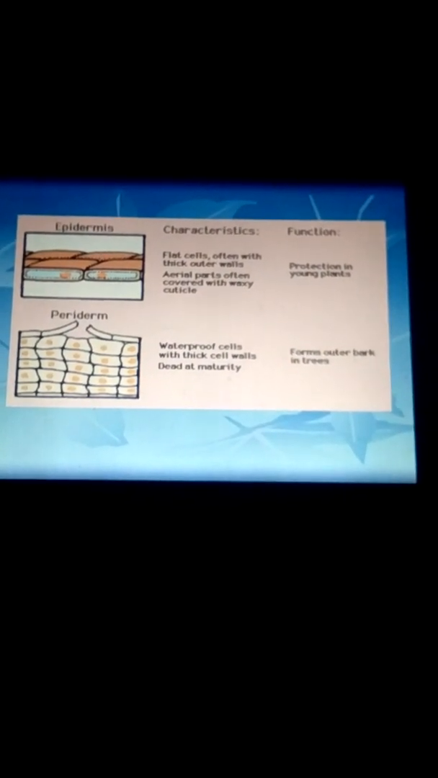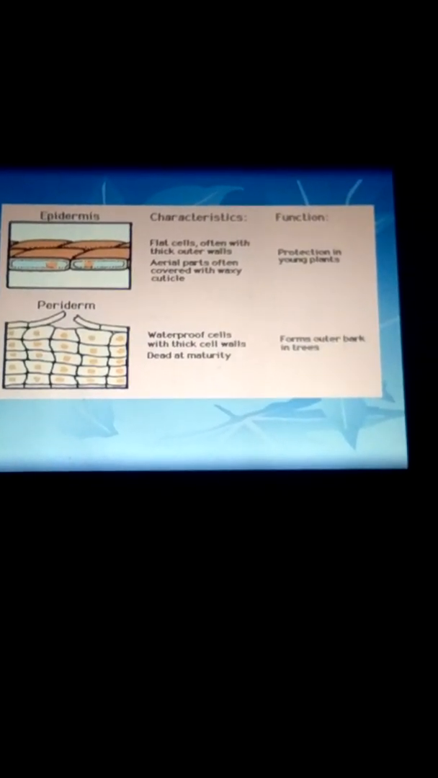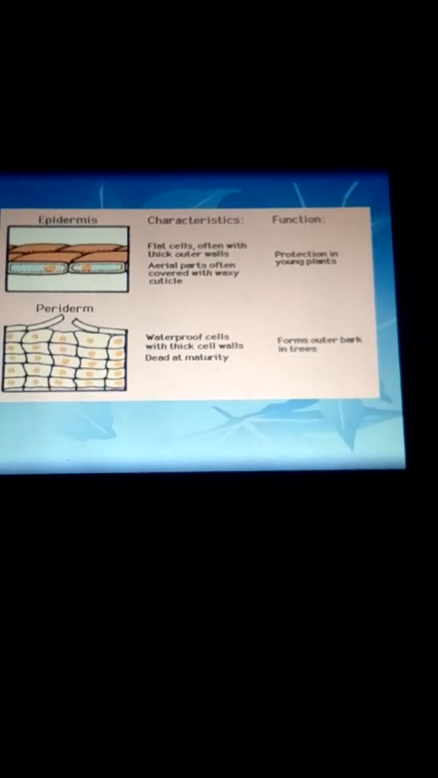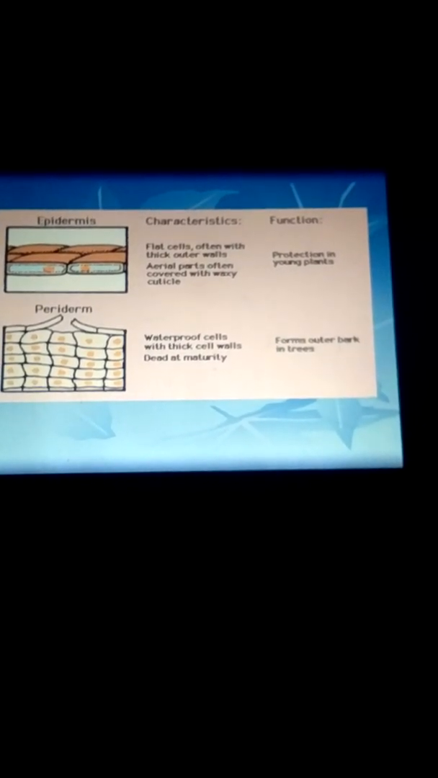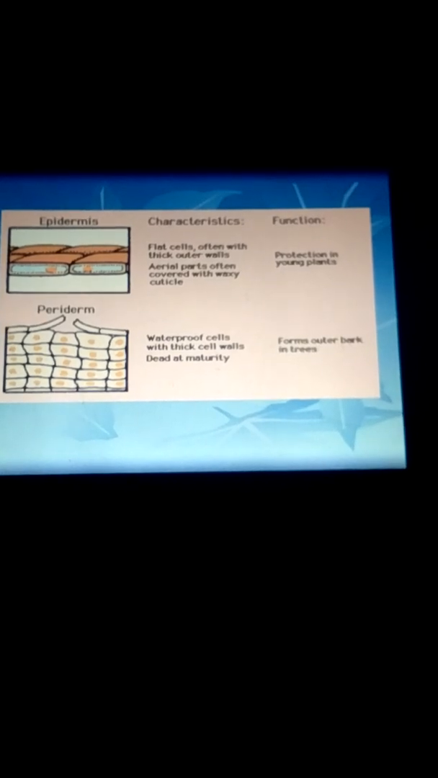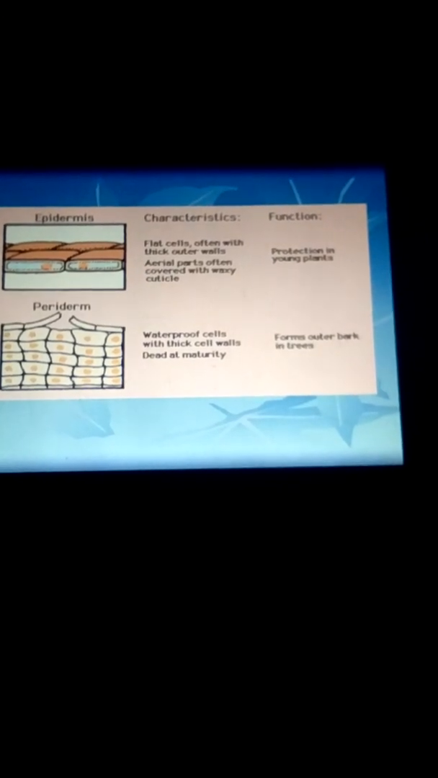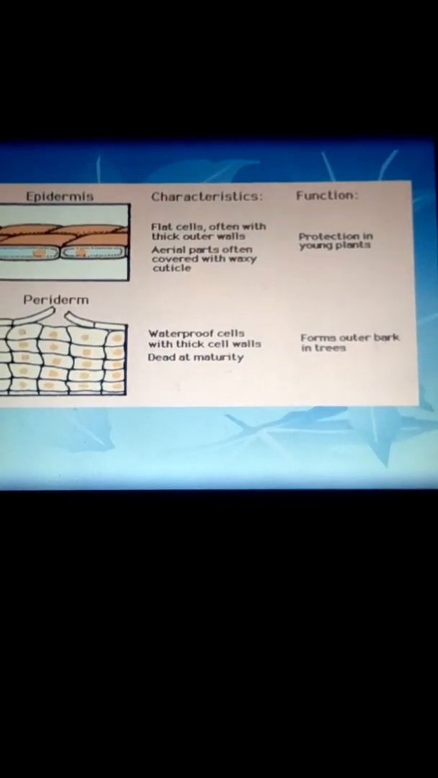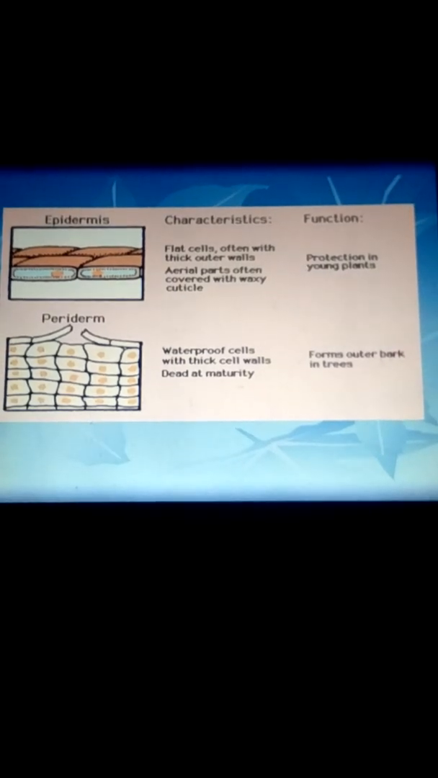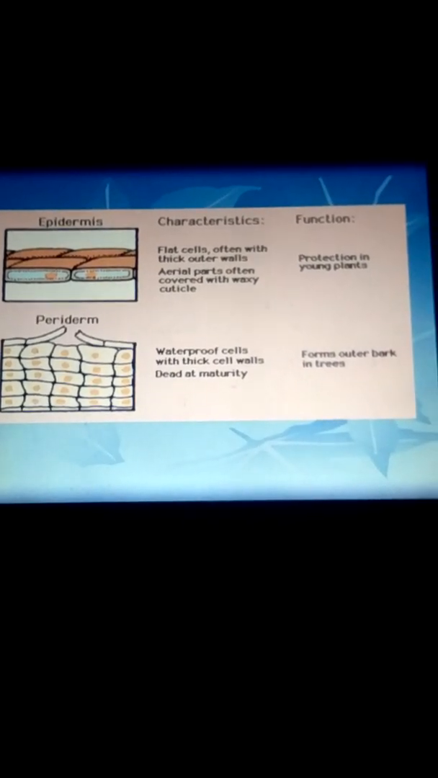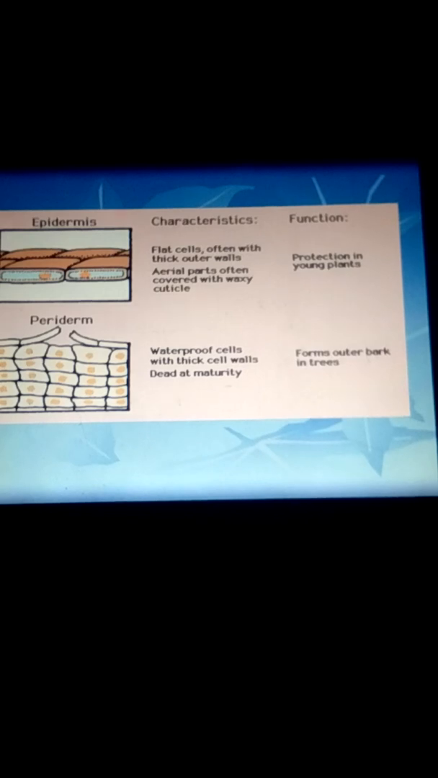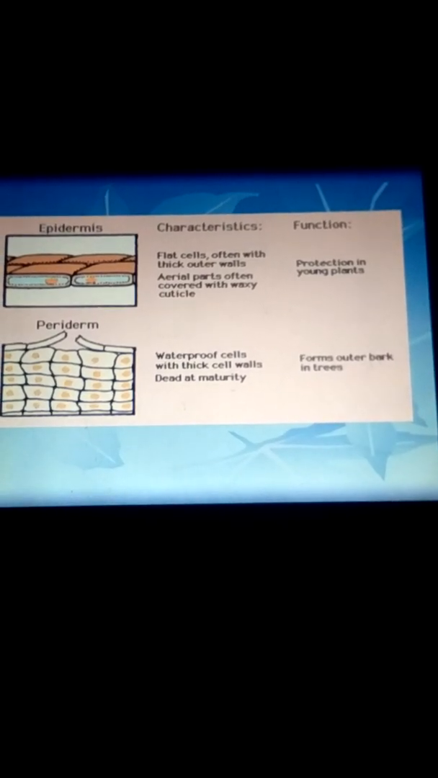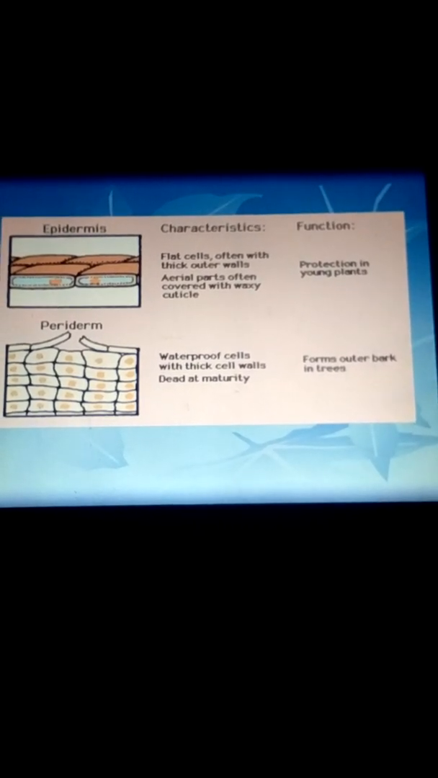Now we are going to differentiate between epidermis and periderm. First of all, epidermis is made up of flat cells, often with a thick outer wall, and aerial parts of the plants are often covered with the waxy cuticle. That means epidermis has another protective layer, that is cuticle. What is the function of epidermis? Protection in younger plants.